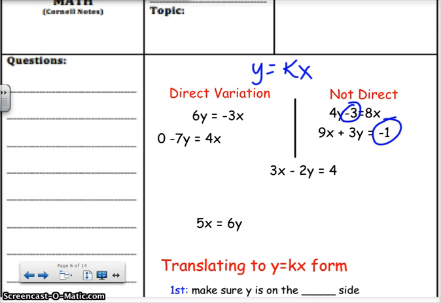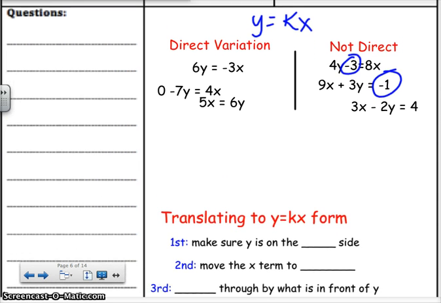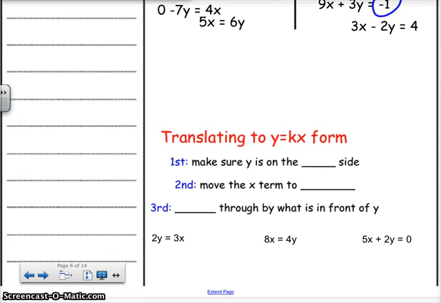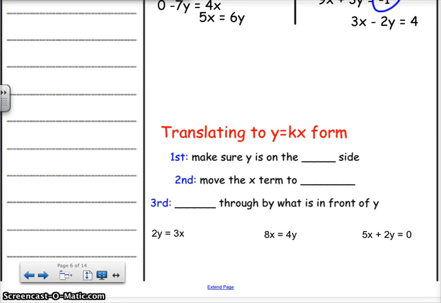Whoa. Is there only x and y here? No, this would not be direct, proportional. Is there only x and y here? Yes, proportional. Okay? All right, translating into y equals kx form. That just means get y alone, and we have done that.